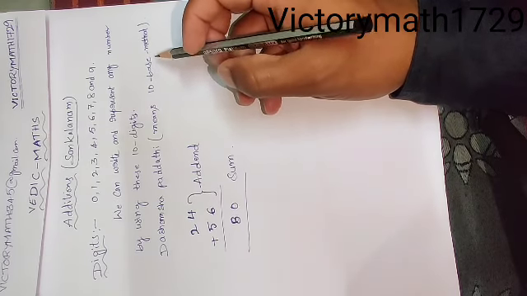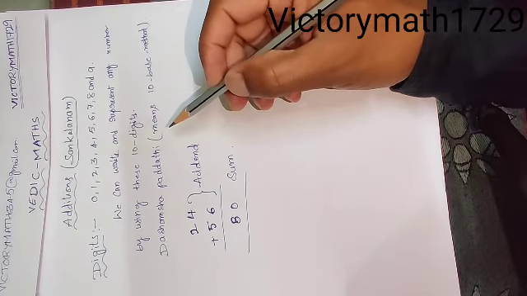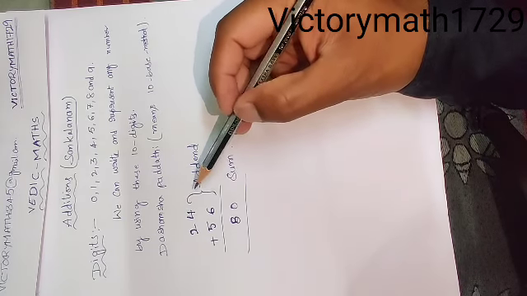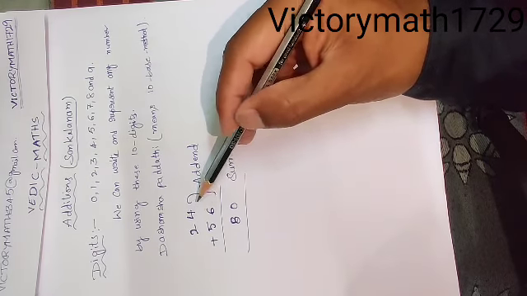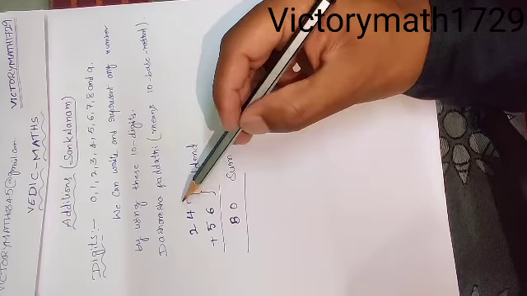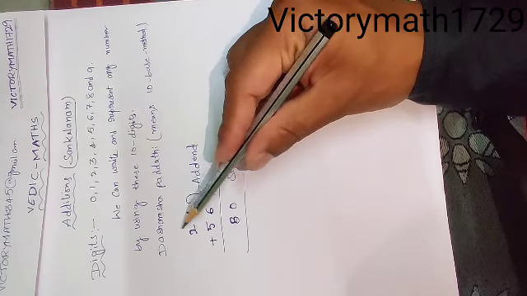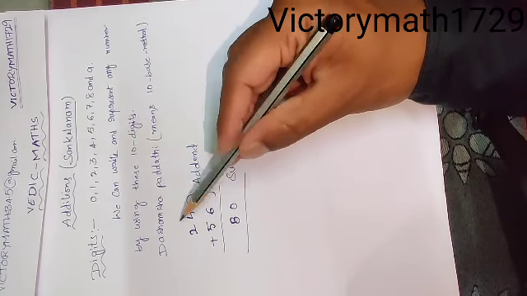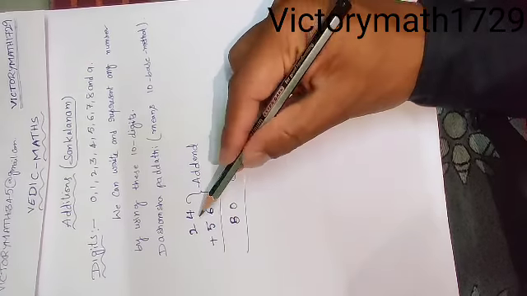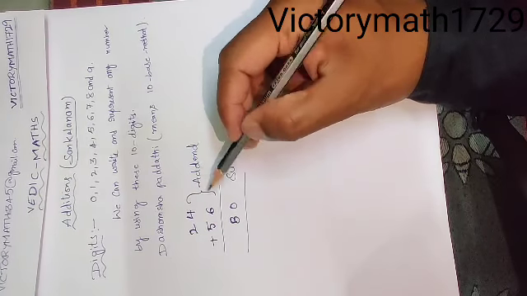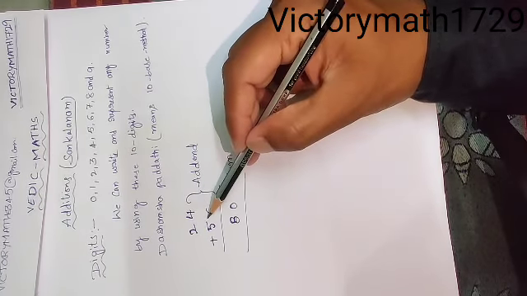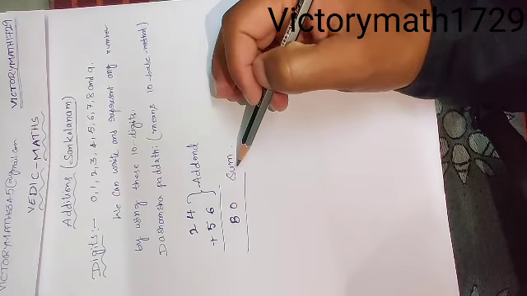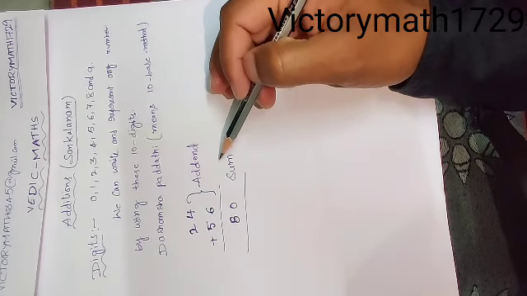So first, for example, addition of two numbers, 24 and 56. Here 24 is called an addend and 56 is also called an addend. By adding these two numbers, we will get the result. That result is called the sum.